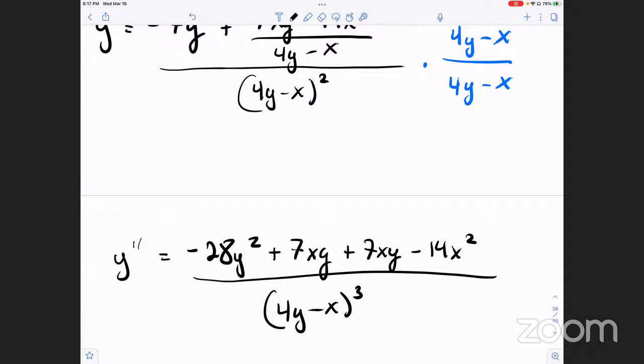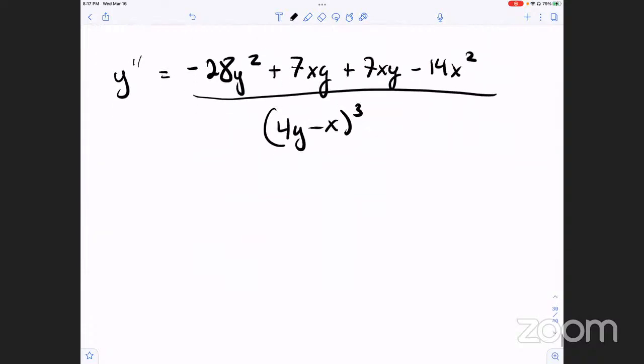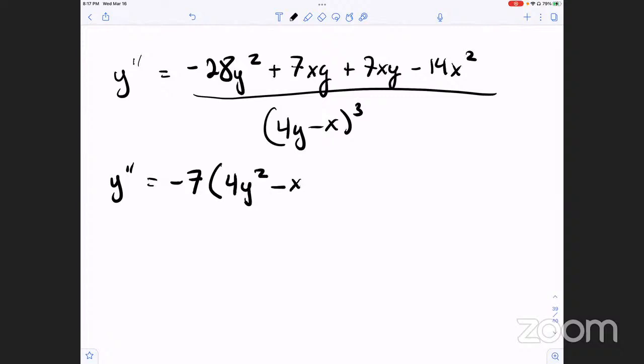That looks like, is that a perfect square? Can we factor out, what can we factor out? It looks like they all have a 7. We can factor out a negative 7. Okay, let's see if we can factor this out, because it feels like we can. If we factor out negative 7, what does that leave us with? 4y squared minus xy. So ultimately it's going to be what, minus 2xy plus 2x squared. So we can, 7 times 2 is 14, no.